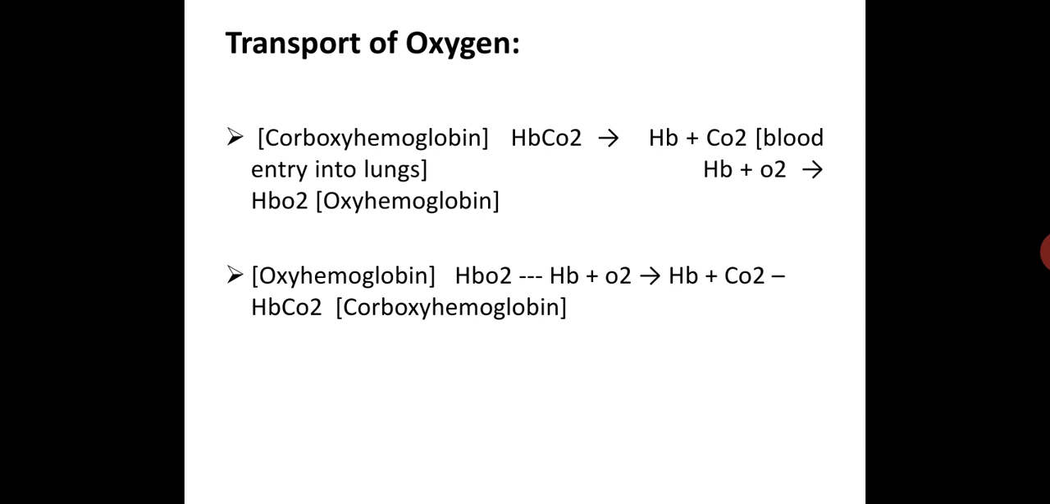Hemoglobin combines with oxygen to form oxyhemoglobin. The oxyhemoglobin dissociates to form Hb plus O2, and Hb plus CO2 combine to form carboxyhemoglobin. This is the fusion of hemoglobin with oxygen.